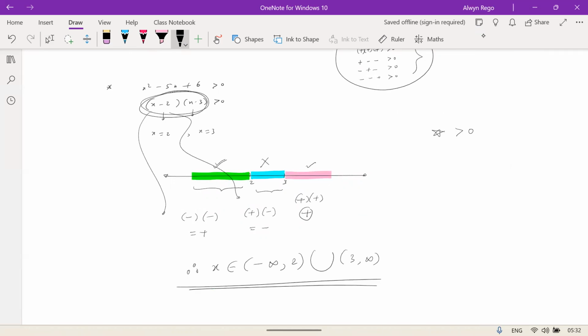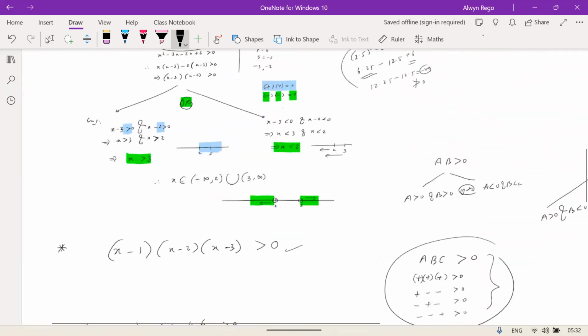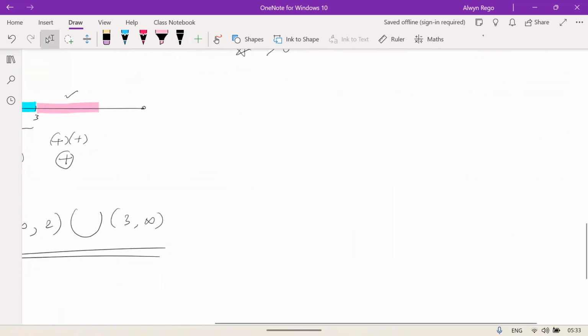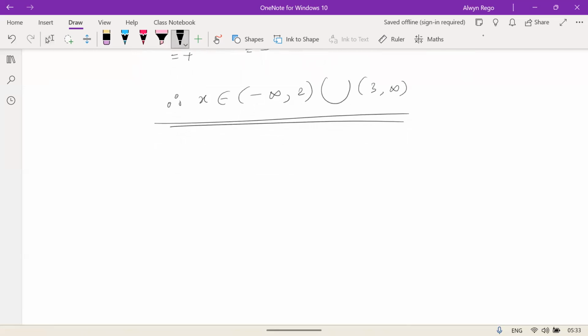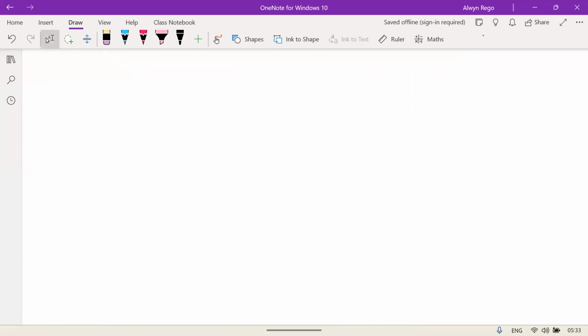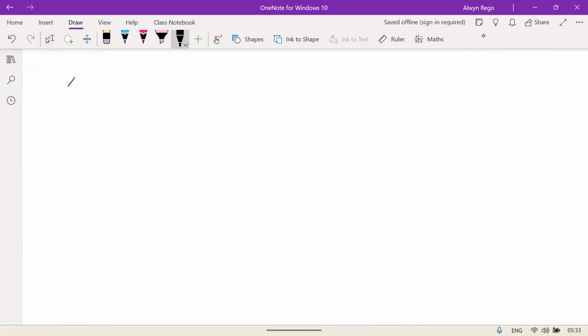So that makes it really, really quick. I didn't have to go for case 1 and case 2 and digest them like this. This way you can very quickly solve even inequalities of higher degree, if you can factorize them into linear factors. Let's say you have to solve the inequality x minus 1 times x minus 2 times x minus 3 is less than or equal to 0.